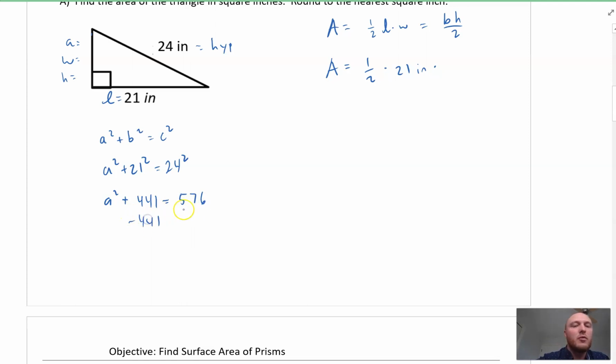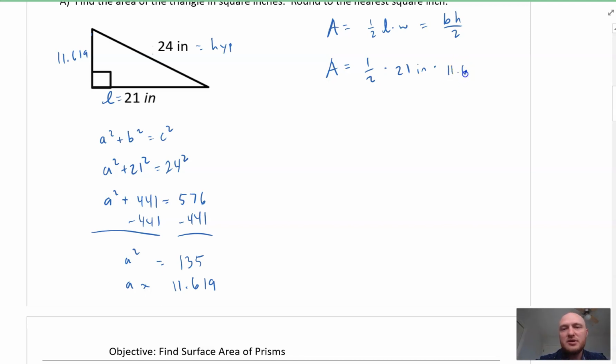If we subtract 441 on each side, we get a squared is equal to 135. And we can take the square root of that, which is approximately 11.619. All right, so I'm going to go ahead and drop that in here.